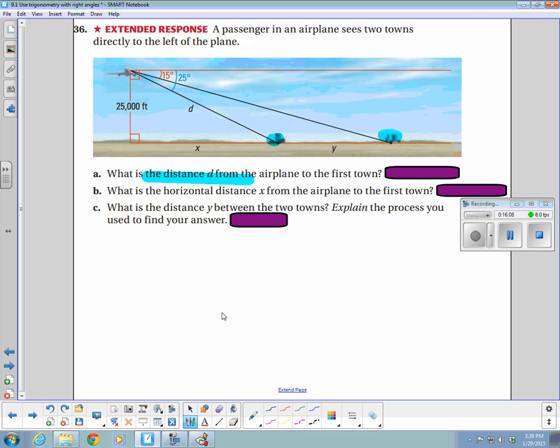So if you're looking at this problem, draw another triangle. That's the easiest way to do it so that the word problem's not holding you up. We know this is 25,000, okay?